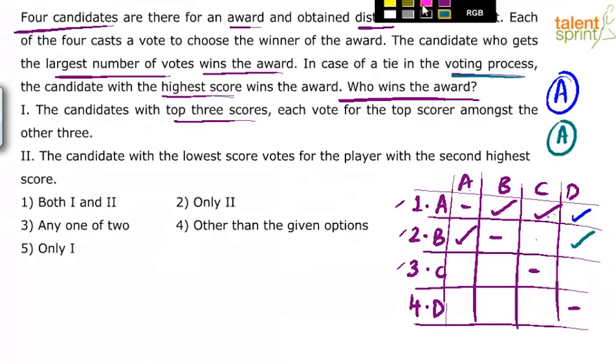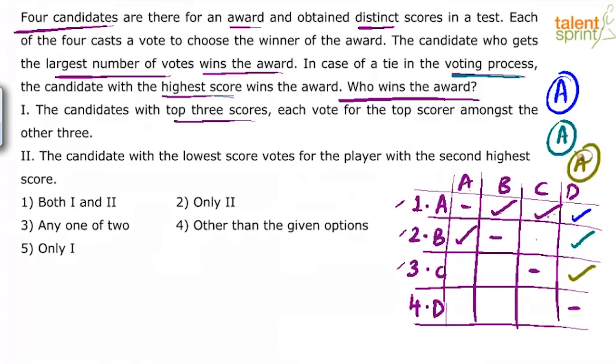And what's the third scenario? The third case is where D votes for C. If D votes for C, what happens? A has got 2 votes, D has got 1 vote, and C has got 1 vote. Even in this case, the one with maximum number of votes is A. So even now, A wins. So in all the 3 cases, you'll find that A comes out to be the winner.